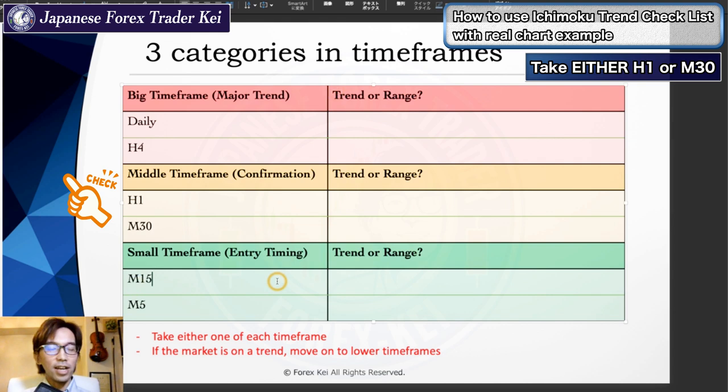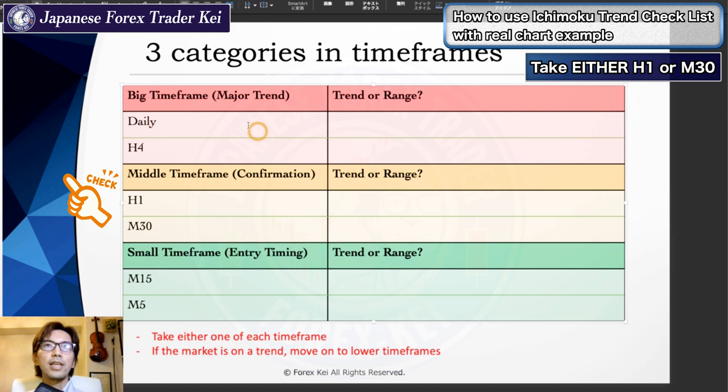In this one, when you see the major trend to be a horizontal range, then stay away from that chart. If you get the green sign on this major trend, then move on to the yellow, the middle time frame confirmation, to confirm whether the major trend is persistent or not. And then finally, when you confirm the major trend to be persistent, you go to lower time frames like 15 or 5 to take entry timing, okay?